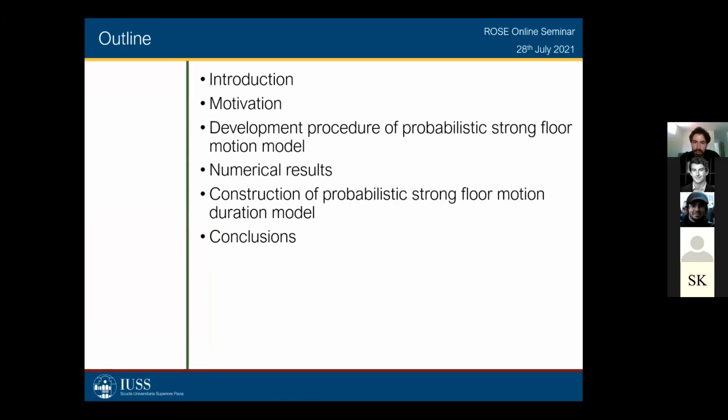So this is the outline, the different things I'm going to be talking about today. We're going to have an introduction, then a motivation to see why we're doing this. Then I'm going to talk about the development procedure for the probabilistic model. Then I'm going to present the numerical results that were obtained. And then I'm going to speak about the construction of the probabilistic strong flow motion duration model specifically. And then we'll end, of course, with some conclusions that can be drawn from the investigation itself.